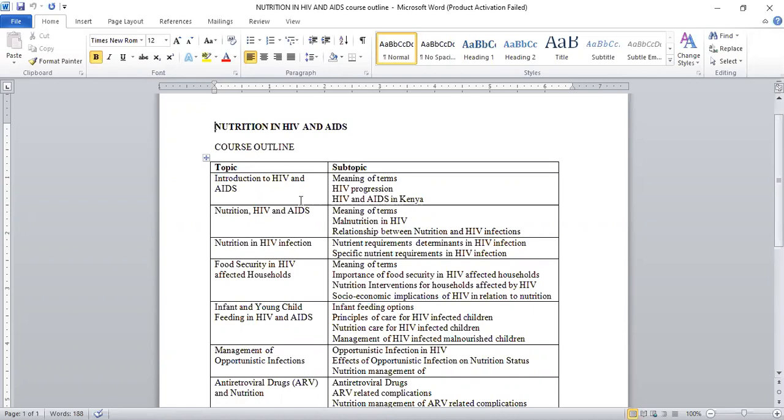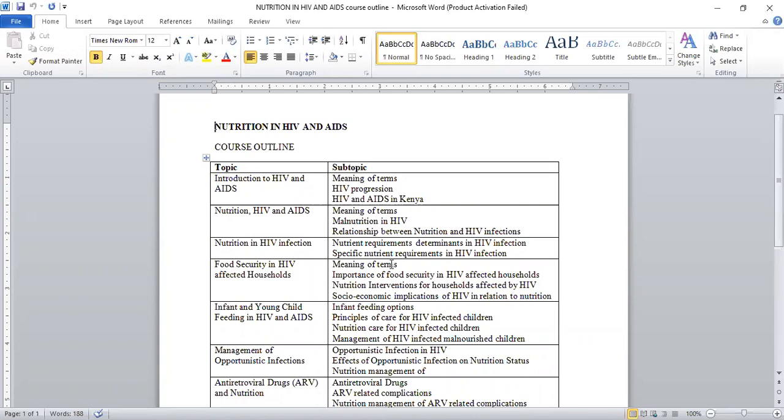The second topic is supposed to be nutrition, HIV, and AIDS. That is the relationship between nutrition and HIV infection. How do they affect each other? And you'll be able to see that. Then we have the nutrition in HIV infection. That is, you need to understand the nutrient requirement, the nutrients that a person suffering from HIV and AIDS requires, and how you can meet them nutritionally. And that is through diet.